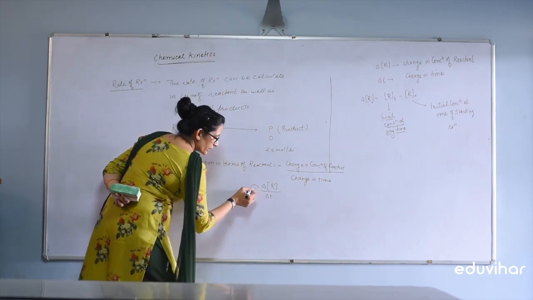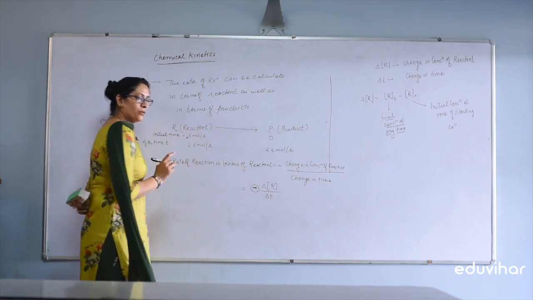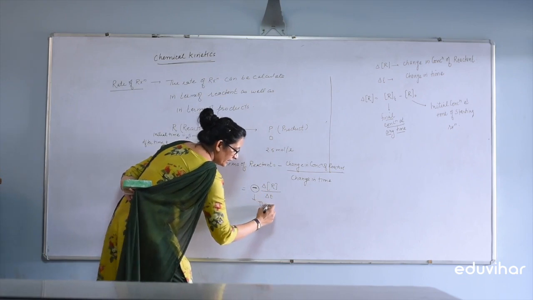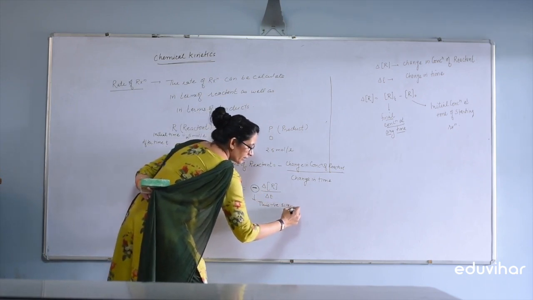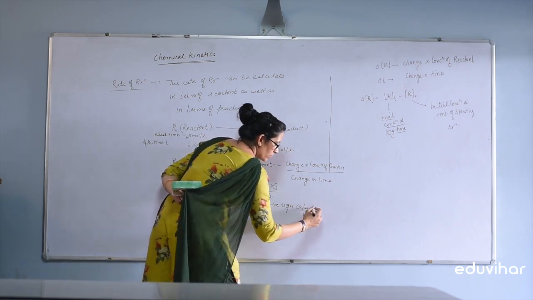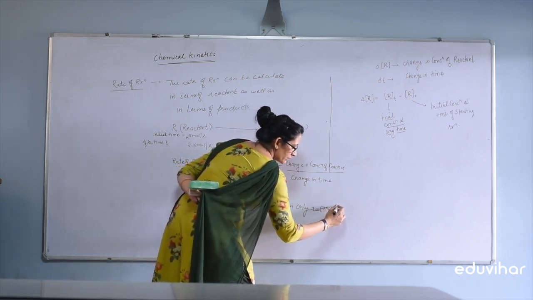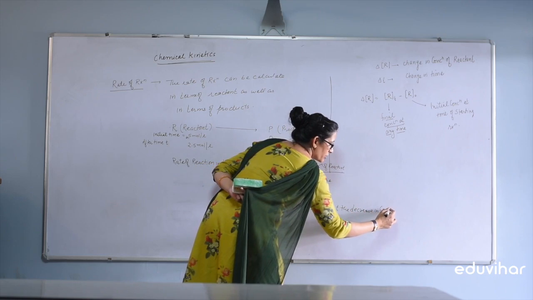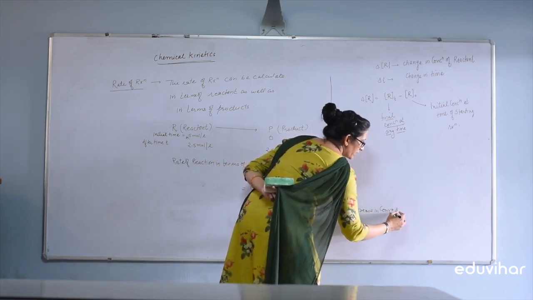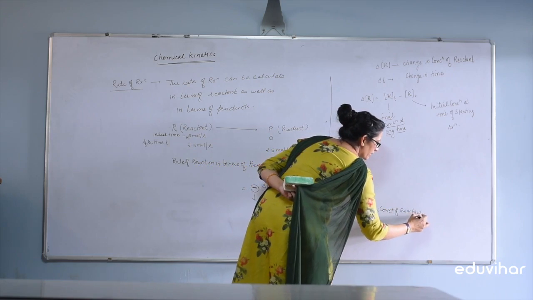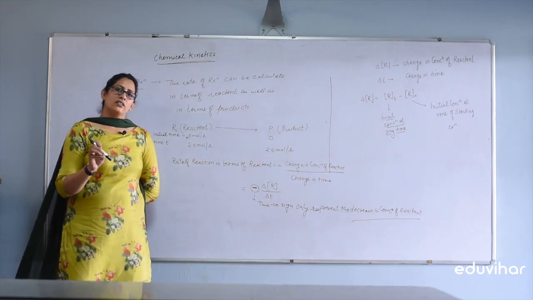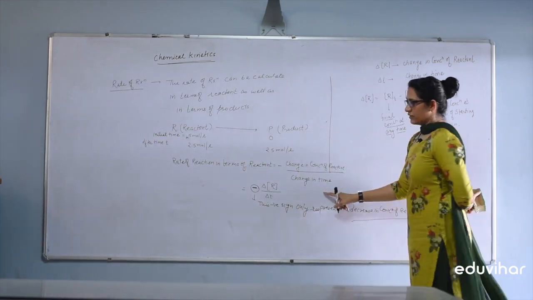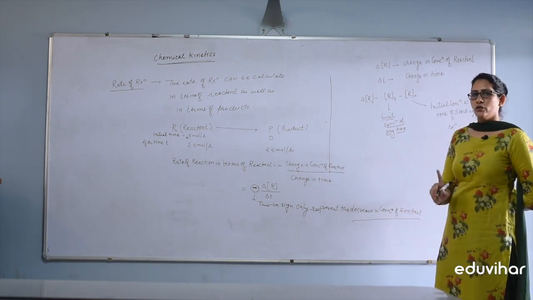Here I put a negative sign. This negative sign only represents the decrease in concentration of reactant. It only represents the decrease in the concentration of reactant. Is it clear? Next, this is the rate of reaction in terms of reactant.